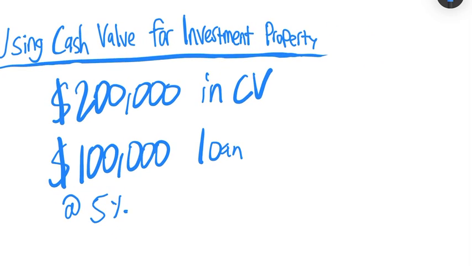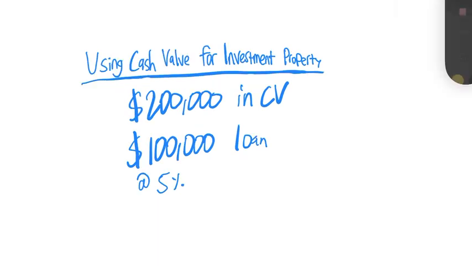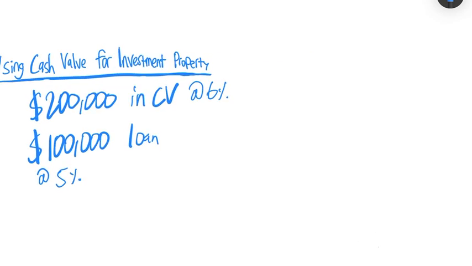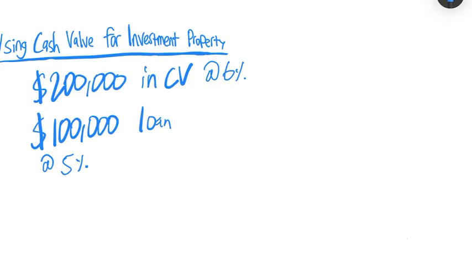Now, keep in mind that $200,000 in your cash value, that full amount, even though you have a $100,000 loan against it, that full $200,000 is still going to earn interest and dividends completely uninterrupted. In your policy with interest and dividends, you might be getting 6%. So I wanted to break that part down because it's really important to be aware of.